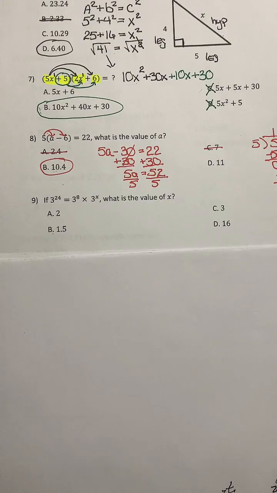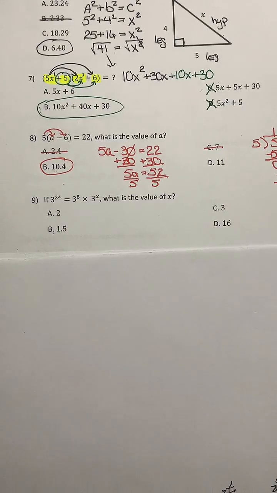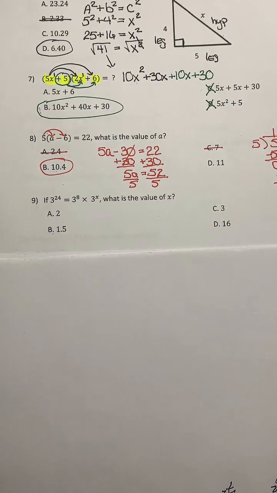All right, for number 9. Okay, for number 9, and then we're going to stop and do a little math tap there. So number 9, if 3 to the 24th power equals 3 to the 8th power times 3 to the x power, what is the value of x? Is it A, 2, B, 1.5, C, 3, or D, 16?